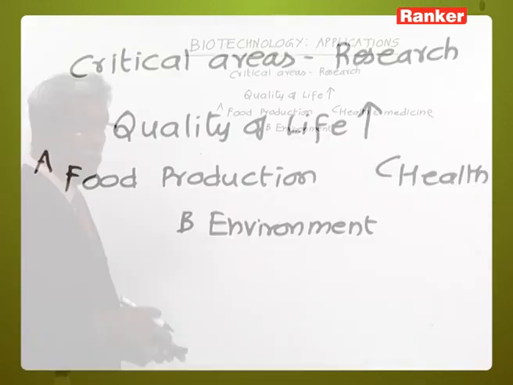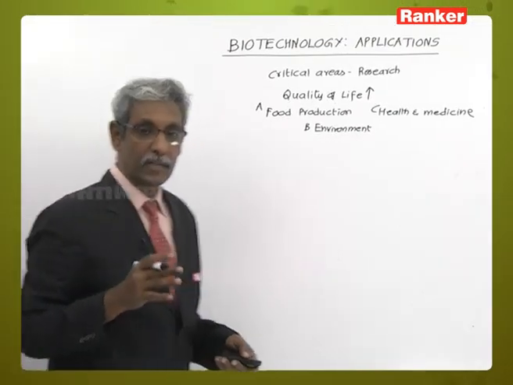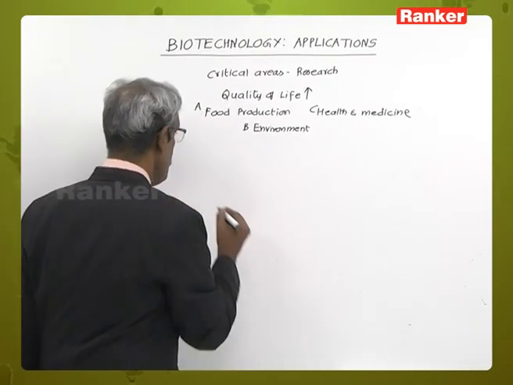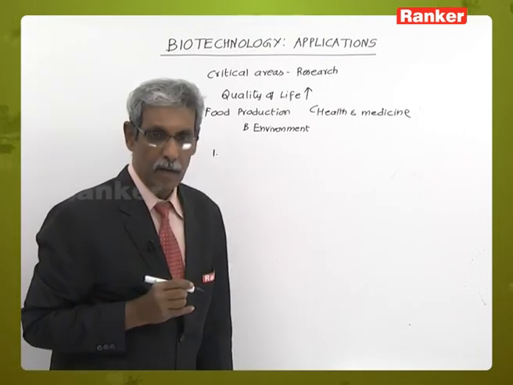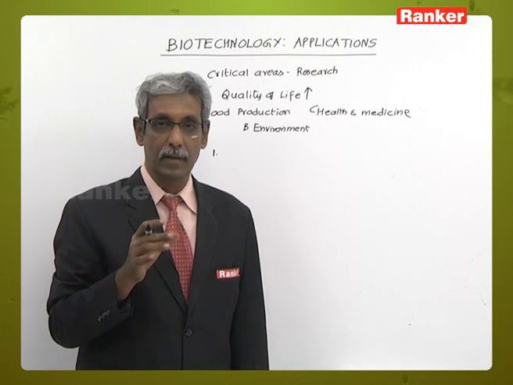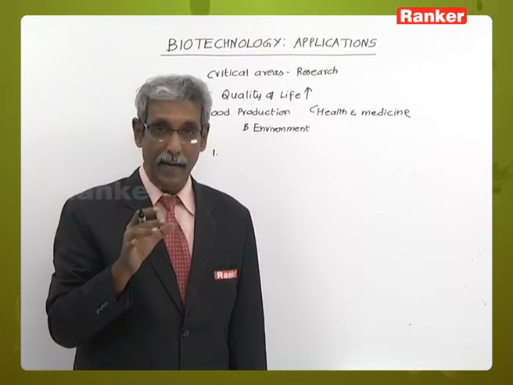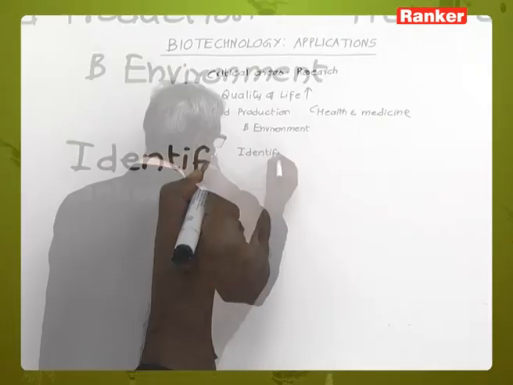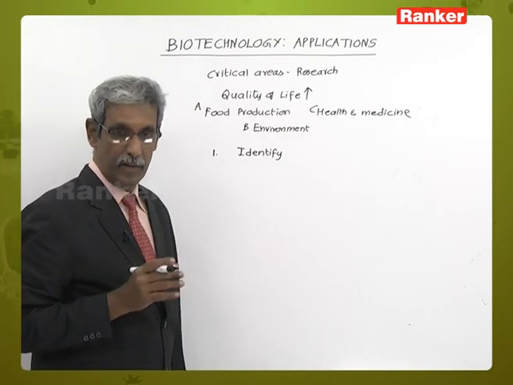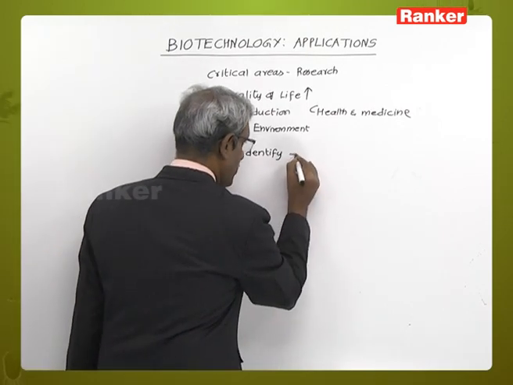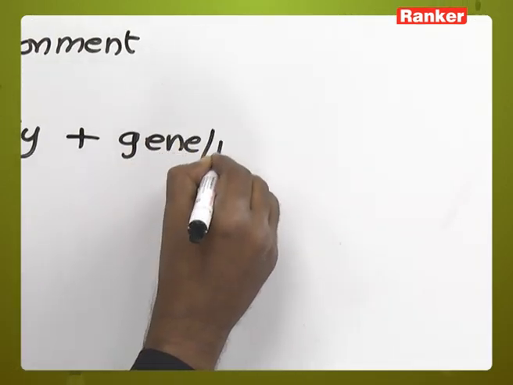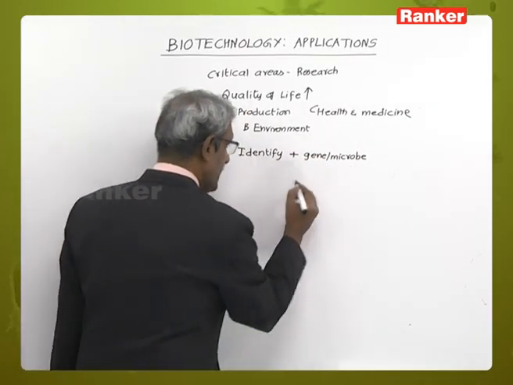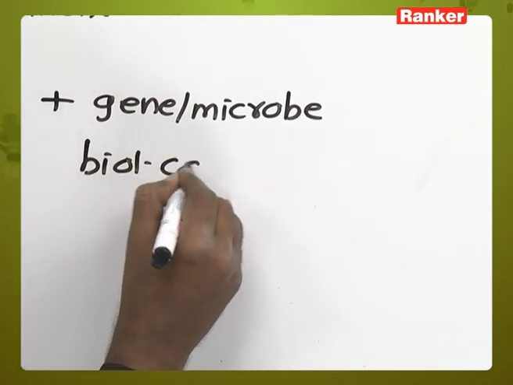Now, if you ever want to improve the quality of life, what is the most important way you could go about this? So, the first important thing which we are going to address in research is how do you identify and provide. You need to identify a microbe or a gene of interest, and you provide it. You are using the gene or the microbe as the best biological catalyst.